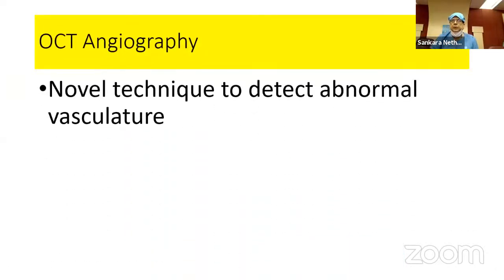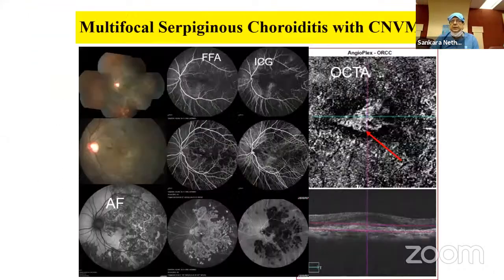OCT angiogram is the new modality, a novel technique to detect abnormal vasculature. It's a non-invasive technique. Here you can see the first panel shows the fundus photograph, which doesn't show the choroidal neovascular membrane. Even autofluorescence doesn't pick it up. FFA doesn't pick up the choroidal neovascular membrane. ICG does not show the choroidal neovascular membrane. But on OCTA, you can see the network of neovascular membrane in the choriocapillaris complex, and here is also seen the choroidal neovascular membrane.